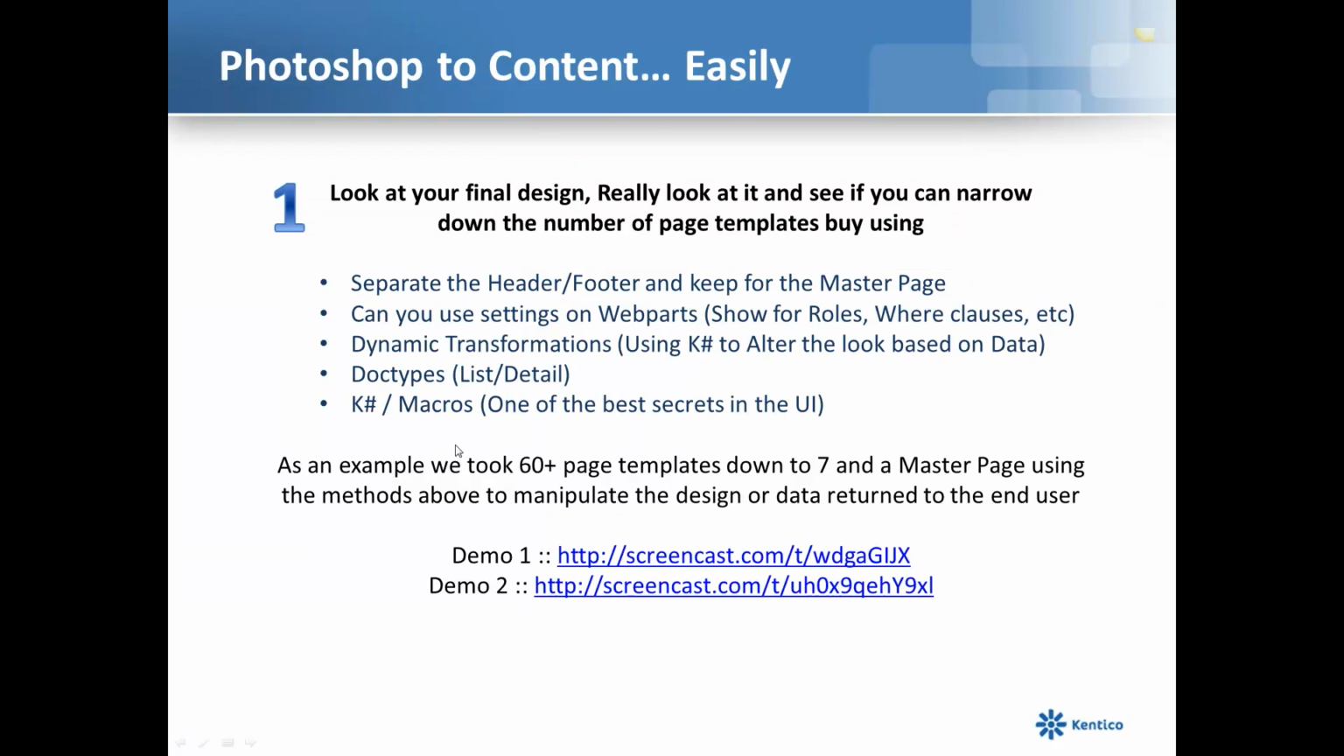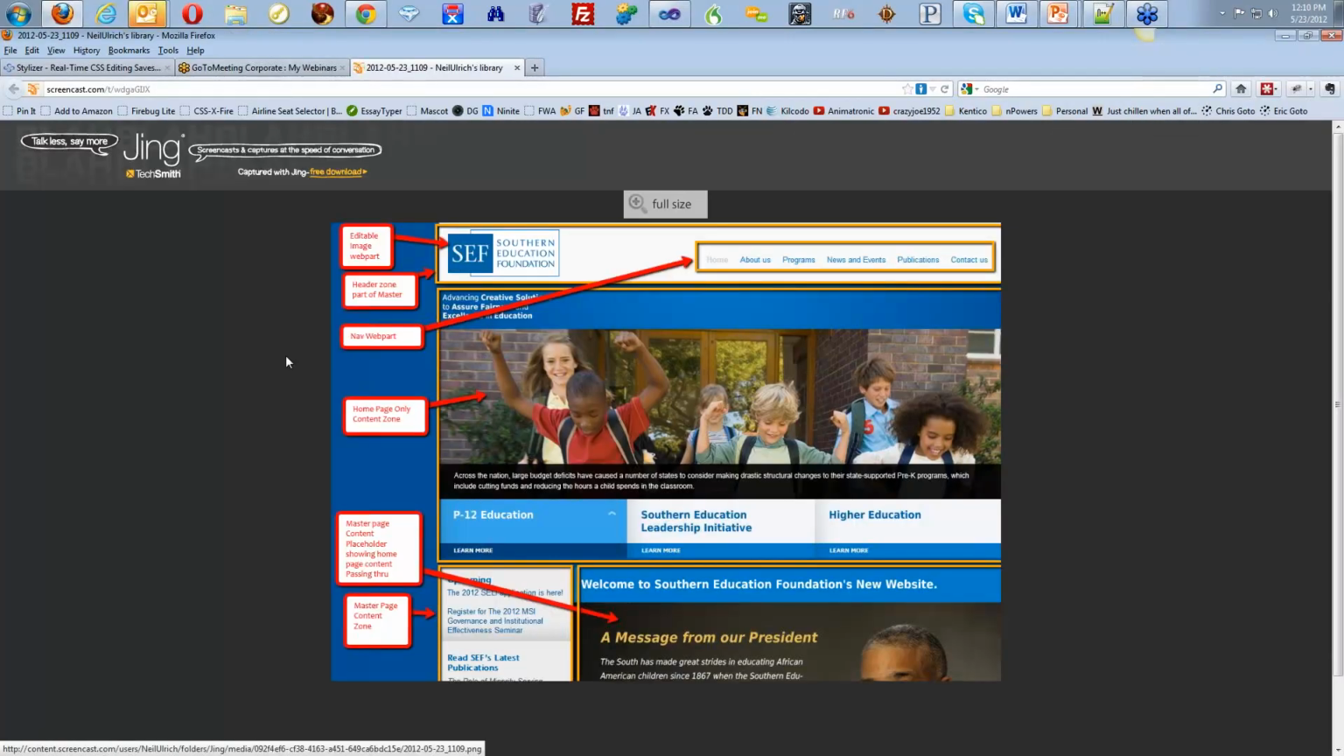Once I know Kentico well enough that I can break apart that Photoshop into, instead of 60 templates, maybe 7 and a master page, then I can literally start asking, okay, how do I need somebody to chop this Photoshop into different files? Before I do that, I need to see how I want to chop it up based on what's going on in the wireframes and design.